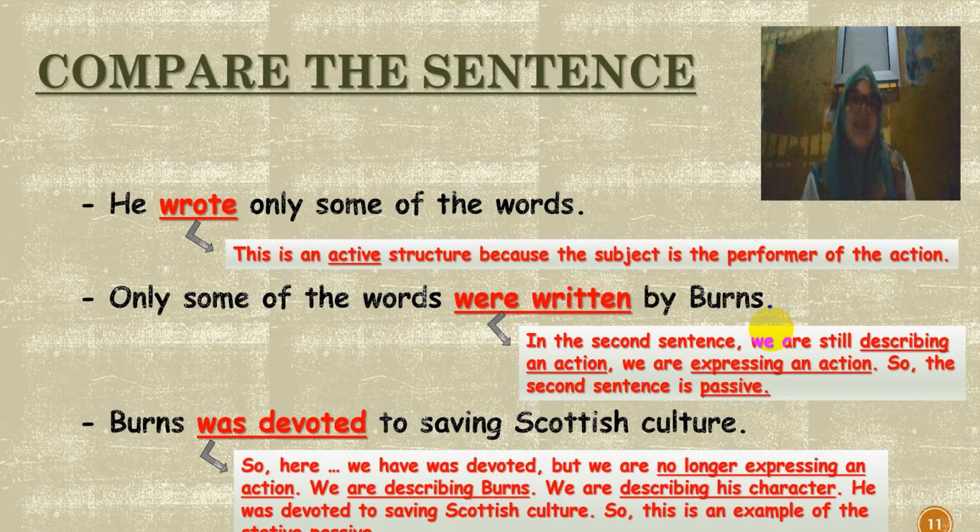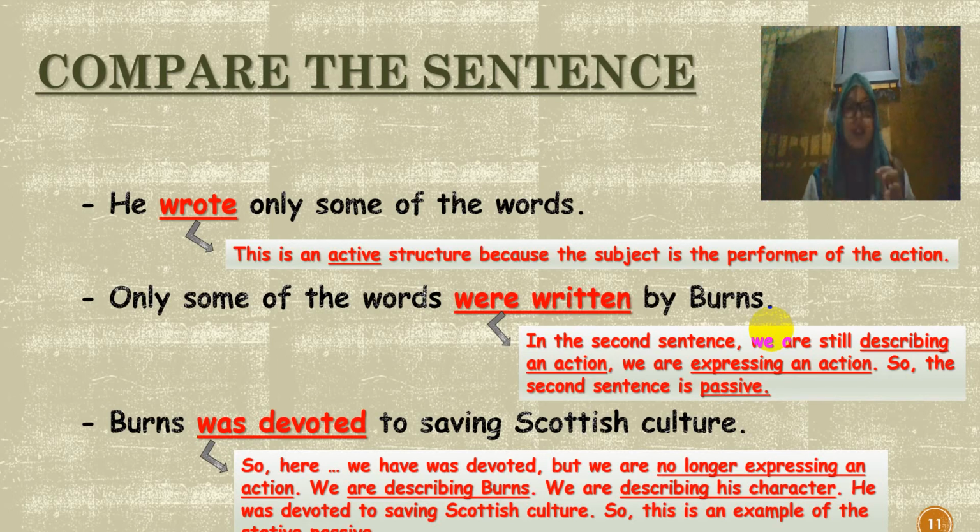In this first sentence, our verb is wrote, and this is an active structure. The subject is the performer of the action. Burns did the writing. He wrote only some of the words.